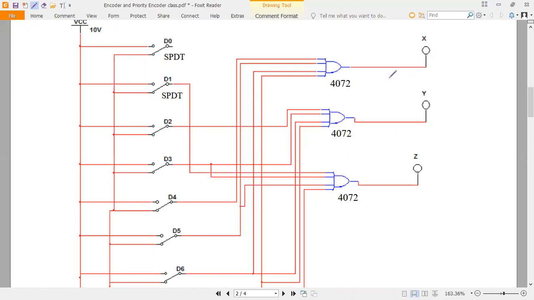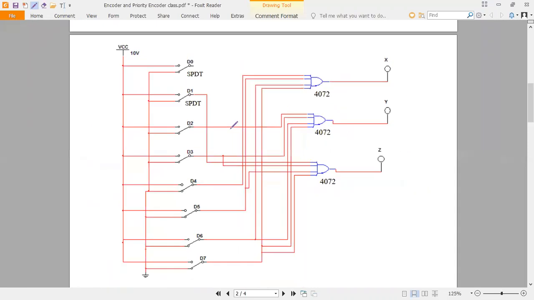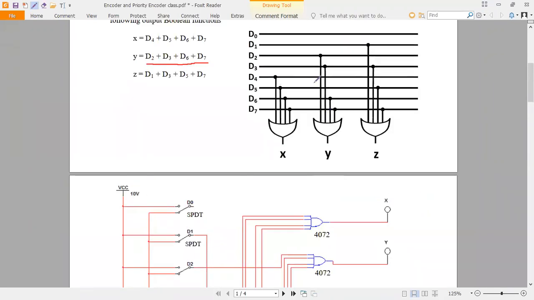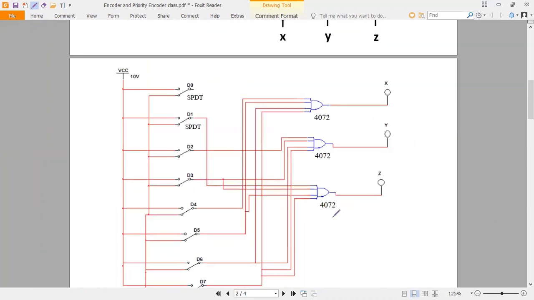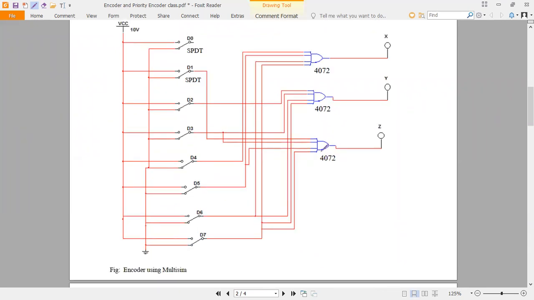So this you are going to do in a simulation. This diagram I am showing only for the sake of knowledge. This diagram you are going to use in the DELD lab. Similarly, for the second OR gate, the inputs are D2, D3, D6, D7. Similarly, D1, D3, D5, D7 are connected to this third OR gate. So this is the circuit in Multisim.